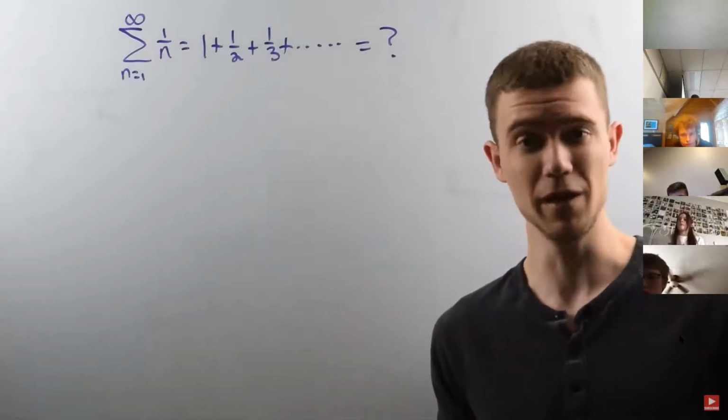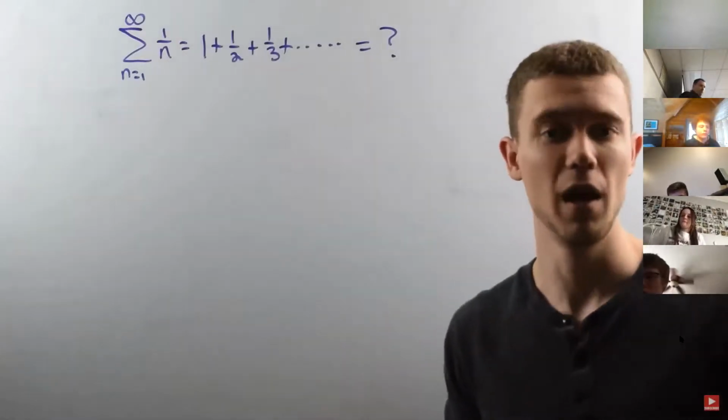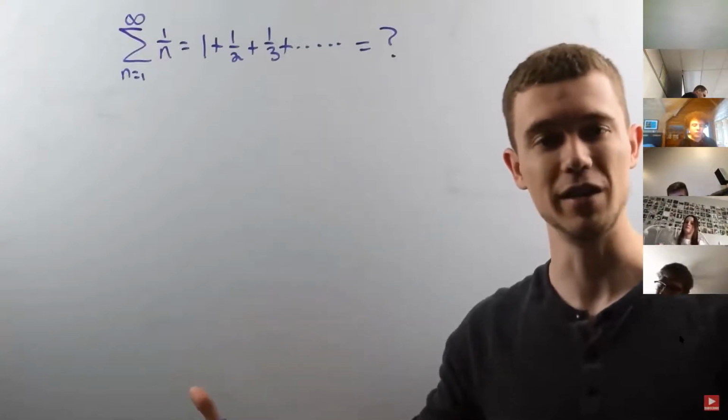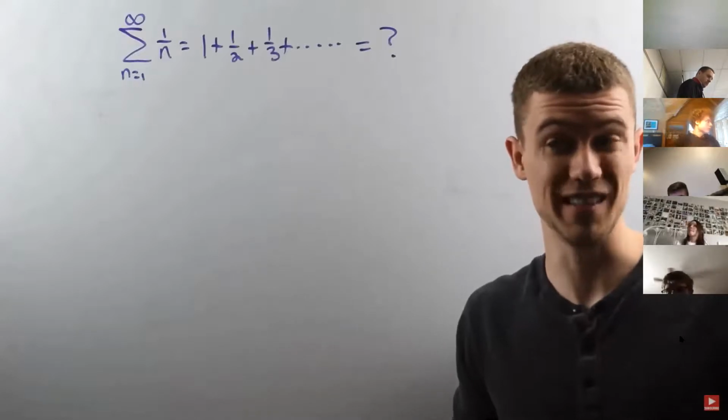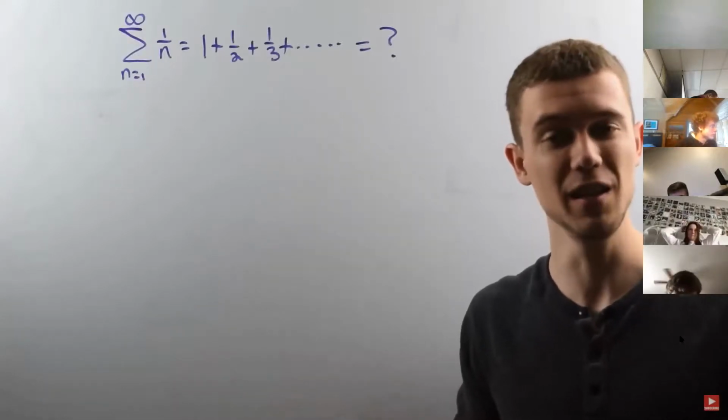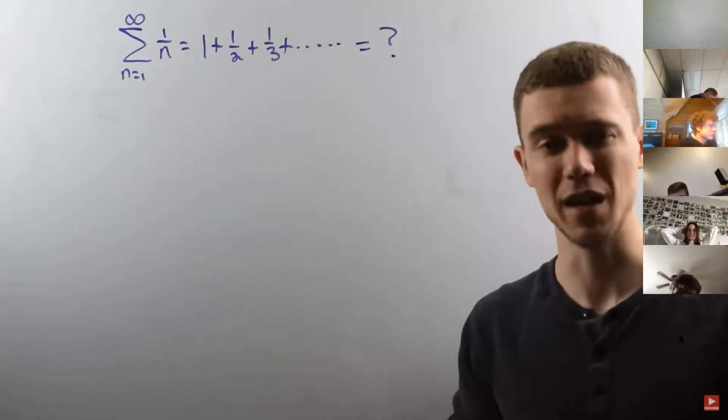Maybe it adds up to infinity. Maybe it adds up to 100. I don't know. If you add up those decreasing fractions forever, what do you get? And it's not so obvious when you start thinking about it.